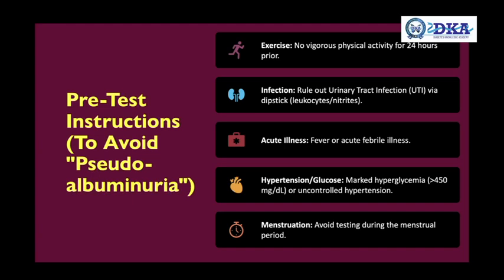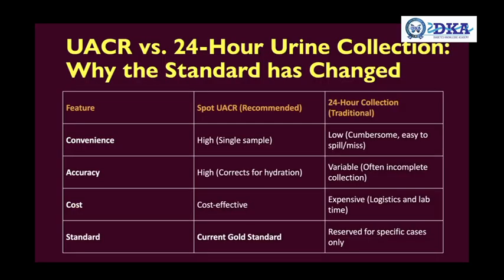So there are some instructions before we do the urine albumin creatinine ratio to avoid pseudoalbuminuria. The patient should not undergo any vigorous physical activity for 24 hours before the test. Infections of the urinary tract and any acute illness, such as fever, and uncontrolled hypertension and diabetes should also be ruled out. And a patient on menstruation should avoid testing for urine albumin creatinine ratio.